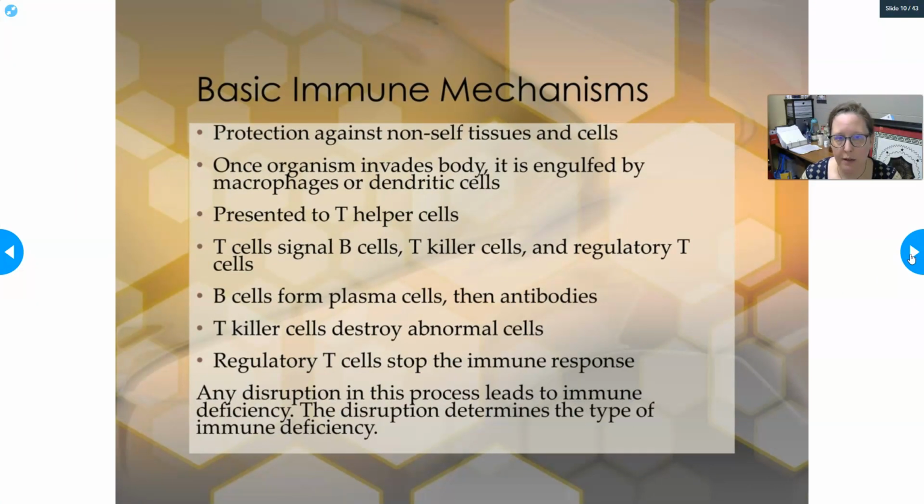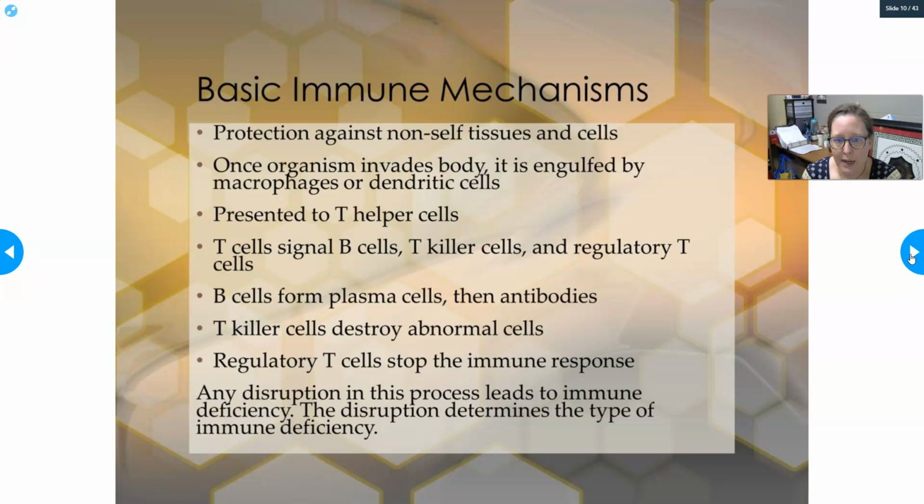So again, the point of the immune system is to protect against non-self tissues and cells. Once an organism invades the body, it is engulfed by macrophages or dendritic cells, depending on the location. And once it's engulfed, it's presented to the T helper cells. Again, these coordinate the response. So it's basically the macrophage saying, hey, look, I found this. Do we need to react to it? The T helper cell is going to look at it and say, yeah, we do, or no, we don't.